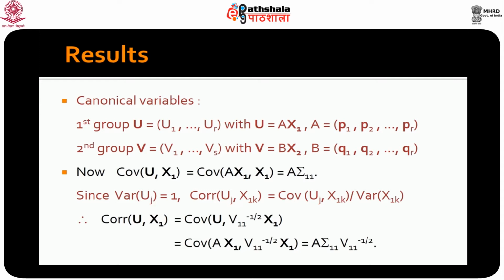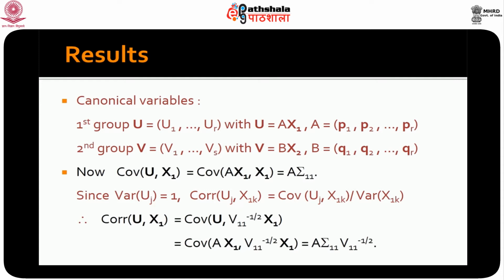So I have U1, U2, ..., UR, where Uj corresponds to the jth canonical variable from the first set. And this U can be written as AX1, where A actually consists of the eigenvectors P1, P2, ..., PR. So these are the linear combinations that we actually used. So A would be the matrix comprising these eigenvectors.